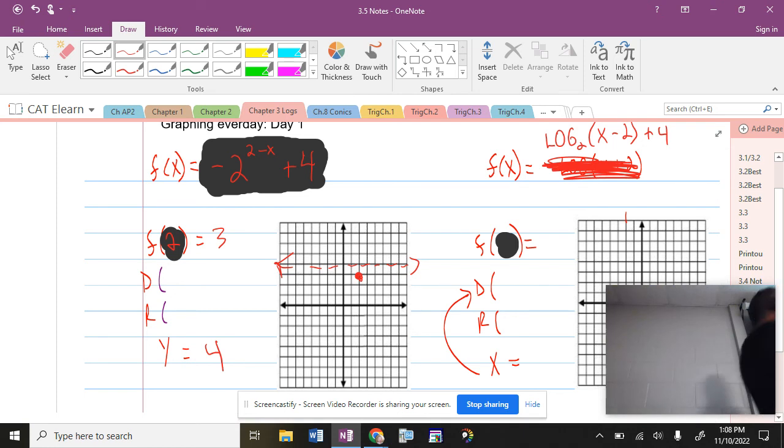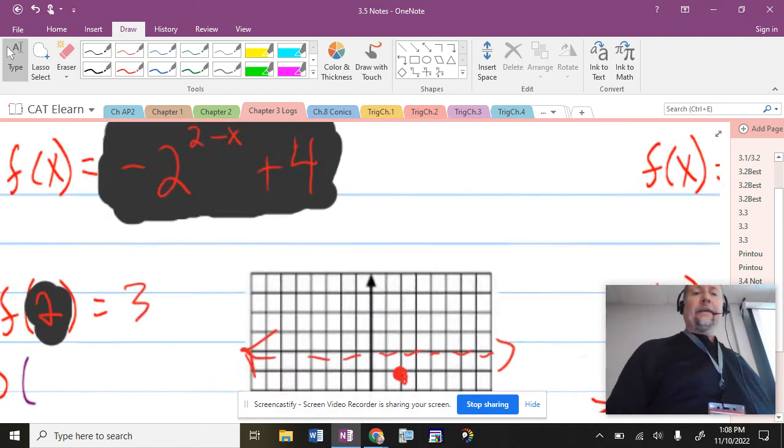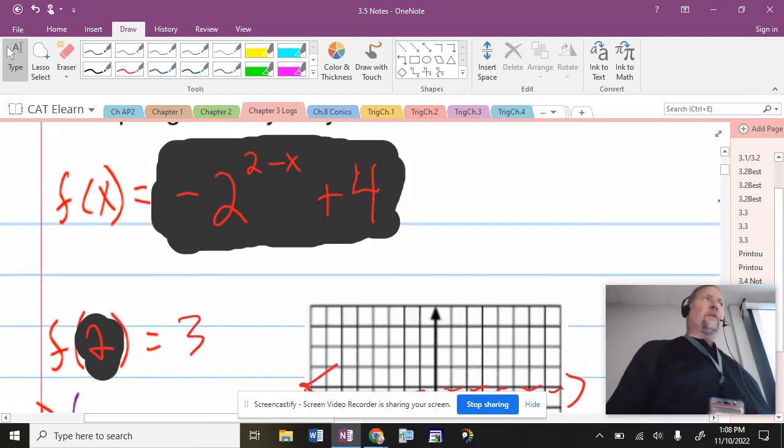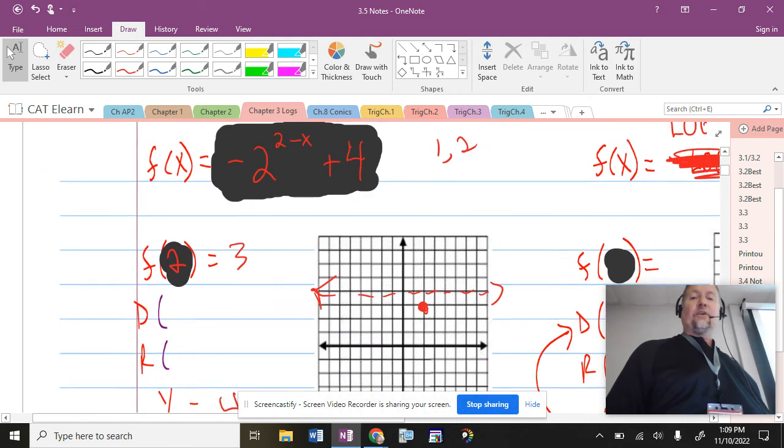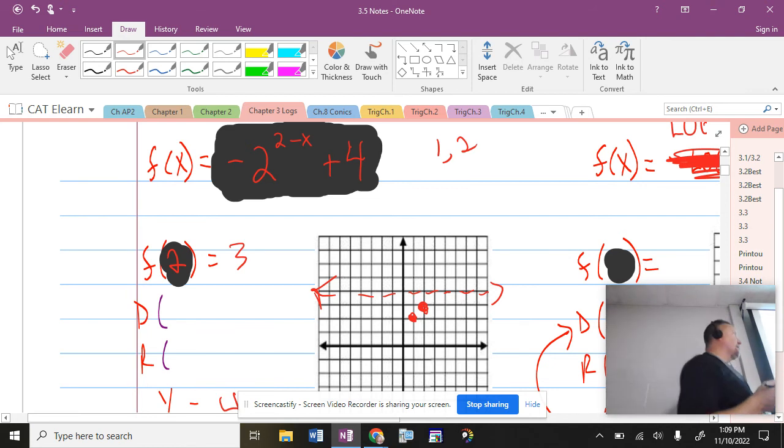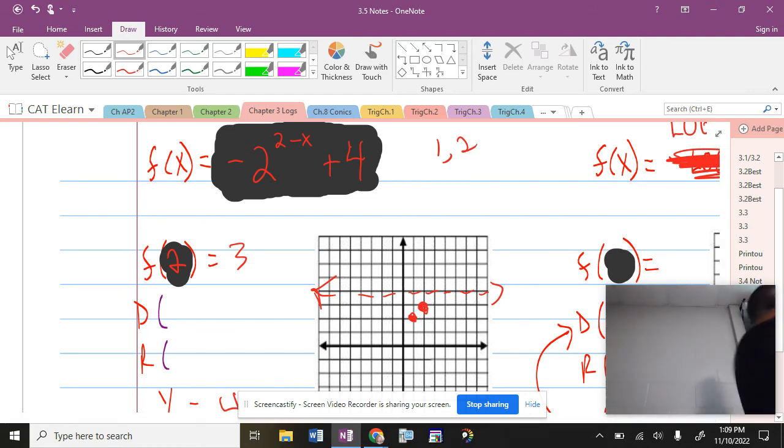And then I kind of demand a couple more points. Like, what would be a good one? 1 would be pretty easy. If I plugged in 1, comma, what's 2 minus 1? What's 2 to the first? 2, but negative. You do the negative, so it's negative 2 plus 4, which is what? 2. So just from these 2 points, you should get what's going on. 1, comma 2, I got it. This graph is going to behave like this and then go to the asymptote. Okay, so 1, comma 2 does it for me, and that's an easy one to plug in.